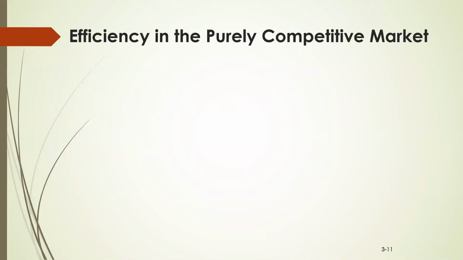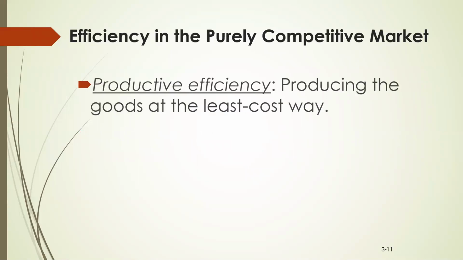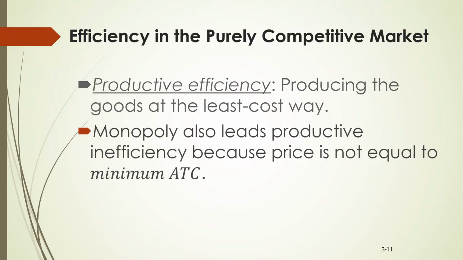The last one here is productive efficiency, producing goods in the least-cost way. But monopoly doesn't lead to productive efficiency because you don't see price exactly equal to minimum average total cost. That means overall, compared to pure competition, monopoly is the least efficient market because it creates inefficiency in terms of efficiency loss or deadweight loss, and it also leads to allocative inefficiency and productive inefficiency.